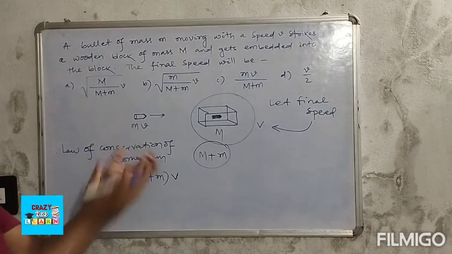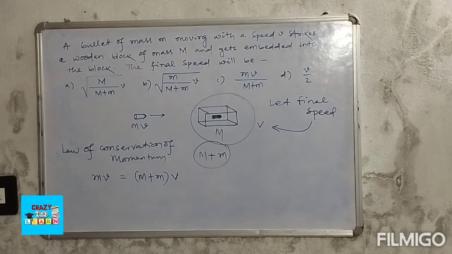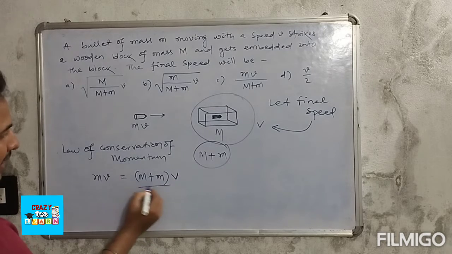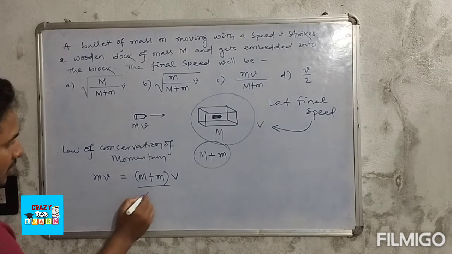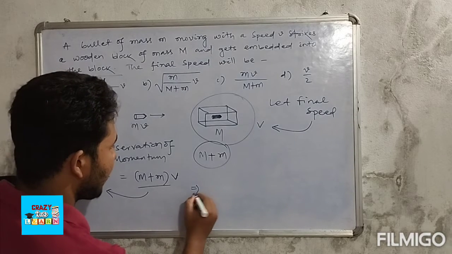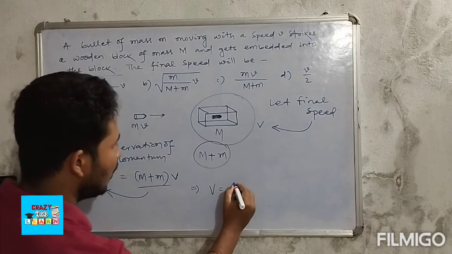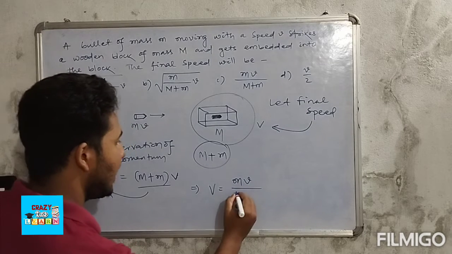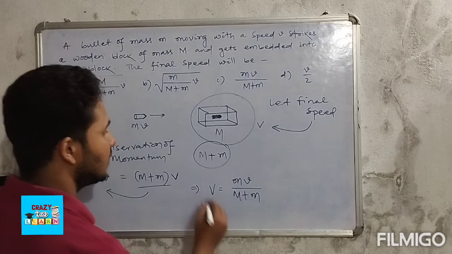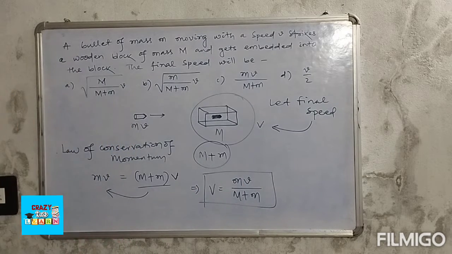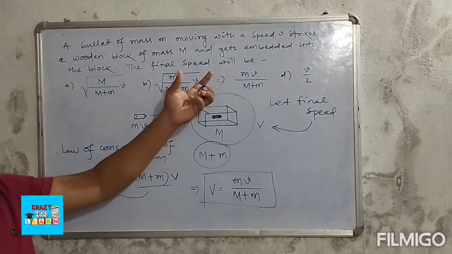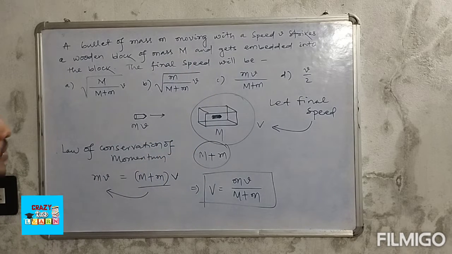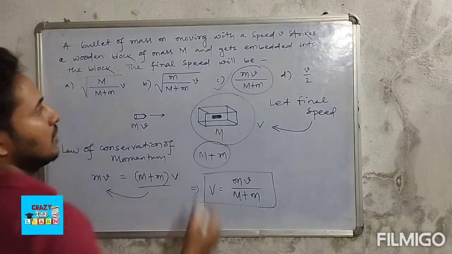And it is asked of you, what is the final speed of that system? So we have to find capital V. So what will be capital V? Just move capital M plus small m to the left hand side. We will get the final velocity capital V is equal to small mv divided by capital M plus small m. It will be the final velocity of the second system, which is the wooden block embedded with the bullet. So which one is the correct option? Option C is the correct one. Clear?